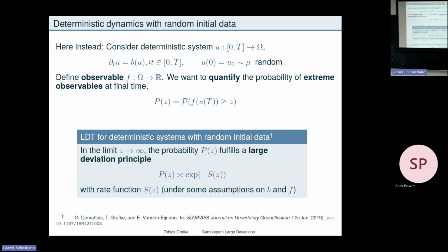And the claim is that this still fulfills a large deviation principle, but under some assumptions on the f and some assumptions on the b. So f is the function that allows me to map from my final configuration to the observable that I care about. In this case, it will of course be the height of the highest wave, right? I have a full wave field, and then I just want the highest wave to exceed the threshold. And this rather squarely falls into this reliability method stuff that I was talking about. And it's yet a completely different way of phrasing the same thing.